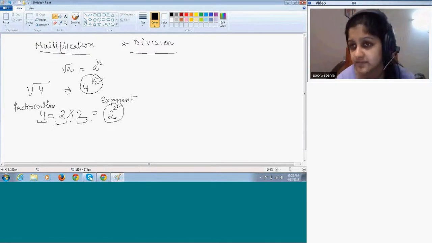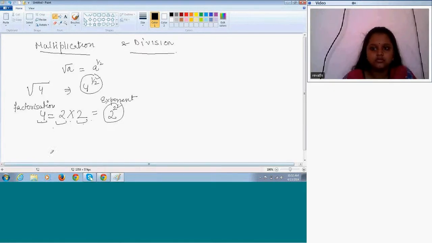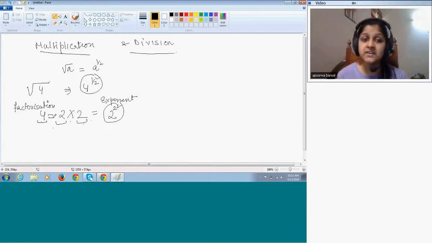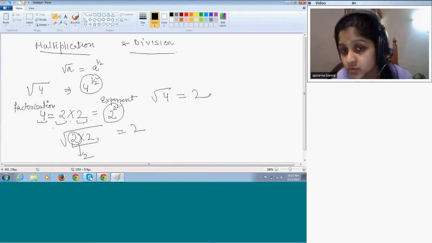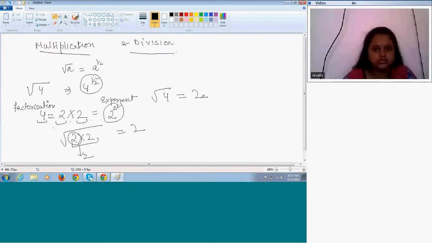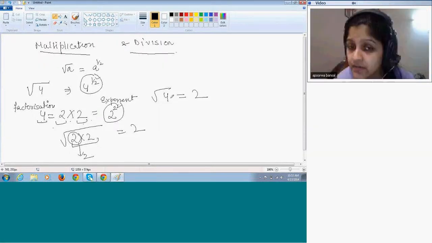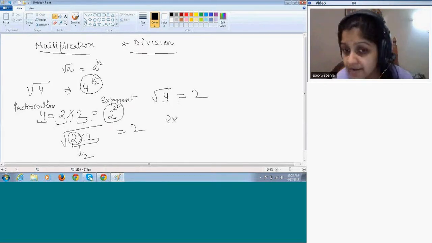Root of anything means I'm taking out one of the pair. For example, root of 2 times 2, then I take and take it out once. That means it will be equal to 2. I factorized 4 and said it is 2 times 2. Now, root of 2 times 2, only one term comes out.